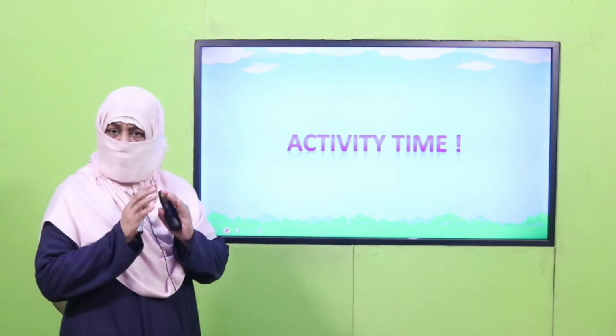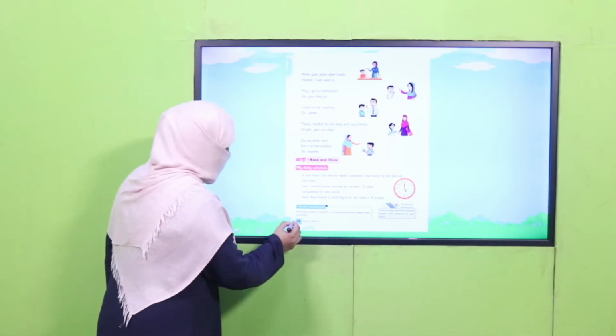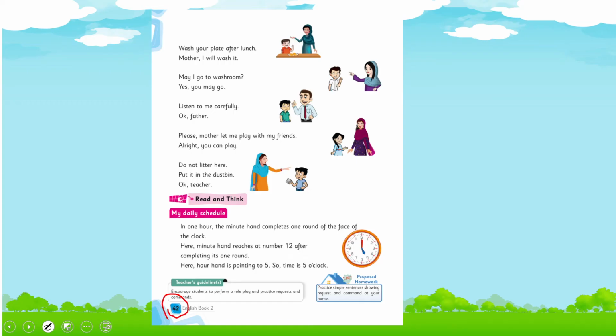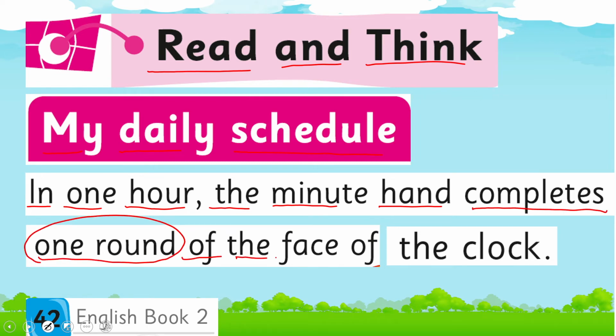Okay, my dear children, now do you understand how we find time? So it's time to look at the book. Open your book on page number 42. All of you, open your book and let's see what your book says about it. Under the title of Read and Think, My Daily Schedule. In 1 hour, the minute hand completes 1 round of the face of the clock. This is very simple because you have seen it now.